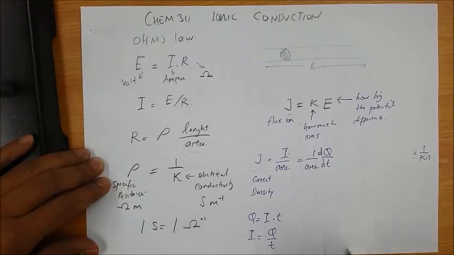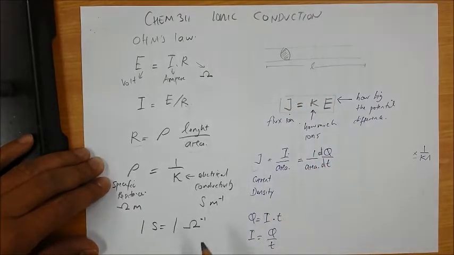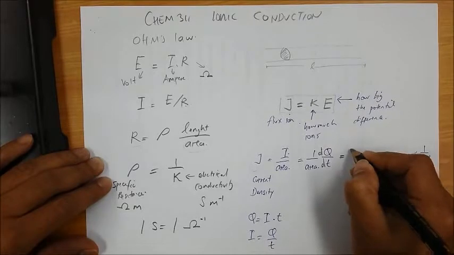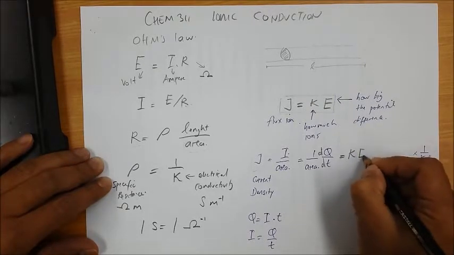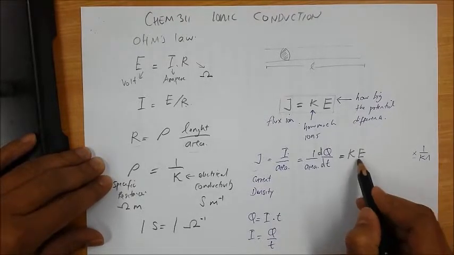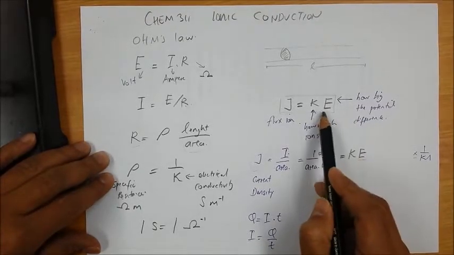Okay. Now, if we go back to the original equation, we can substitute this with kappa times the potential difference. Okay. But what is the potential difference? So, in order for the ions in the electrolyte system to move, there must be a potential difference.